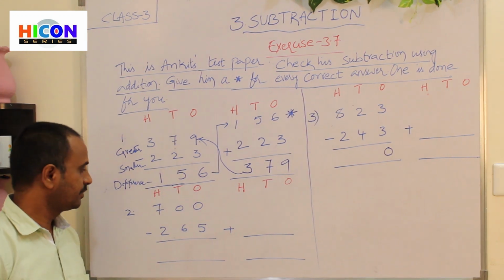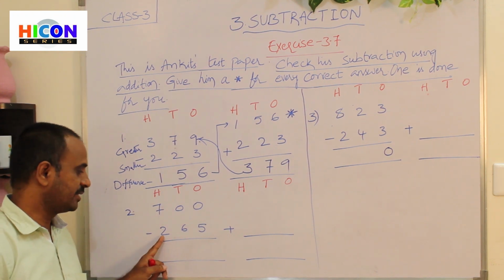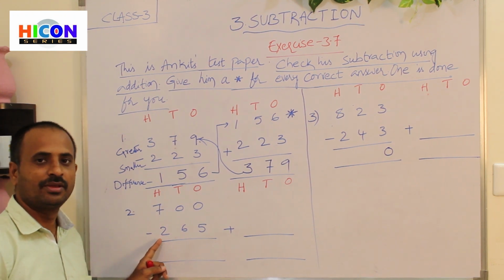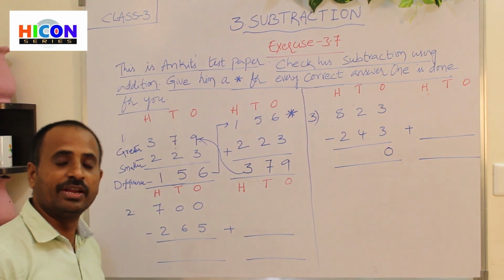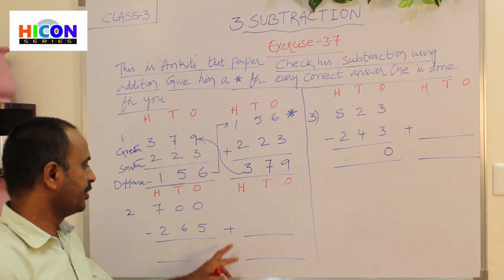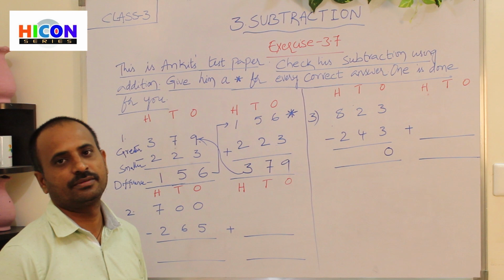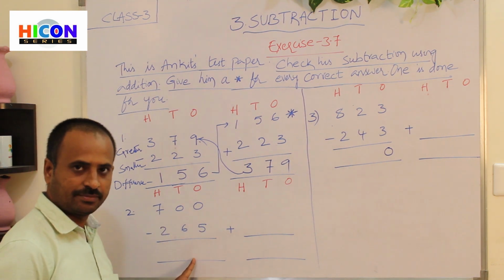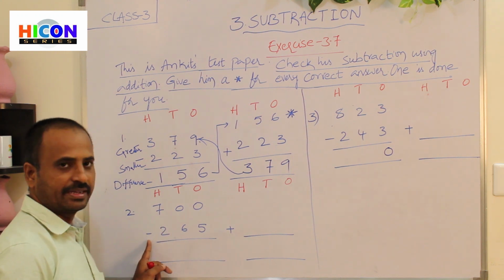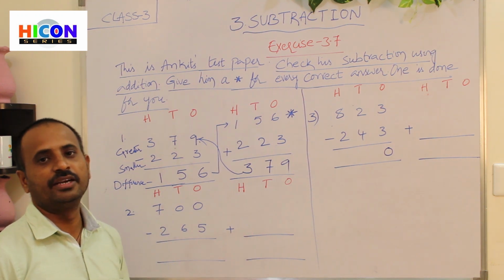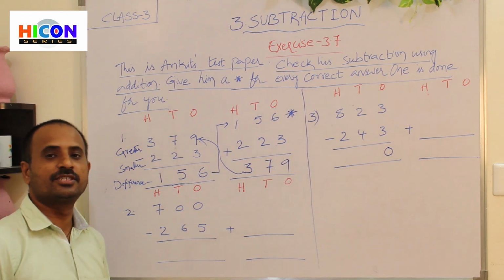See the next problem. The next problem has two numbers, 700 as the first number and 265 as the second number. Now we have to subtract these two numbers and we can verify our subtraction by using addition. The plus symbol means addition. So first do the subtraction, next do the verification. Subtraction means minus, verification is addition. So first do subtraction. So what are the digits present in ones place here?